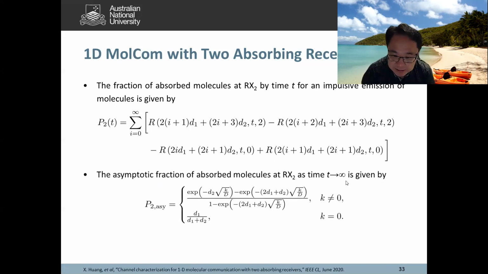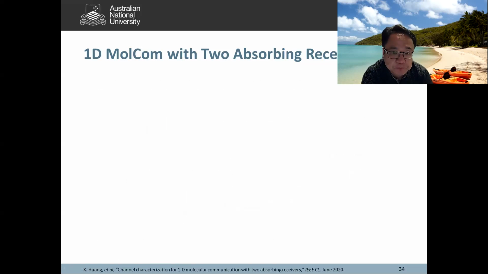And we also consider that when the time t goes to infinity, the asymptotic fraction of absorbed molecules at the receiver is given by this result, where K is the flow of diffusion coefficient. This means that we derive the absorbed molecules at time t and the absorbed molecules as time goes to infinity. Please refer to Section 3 in our letter for the detailed analysis.